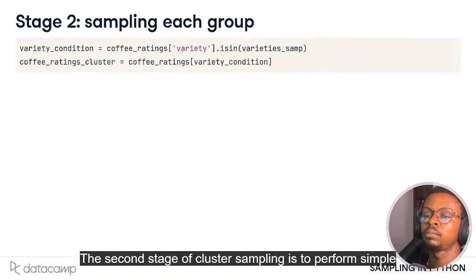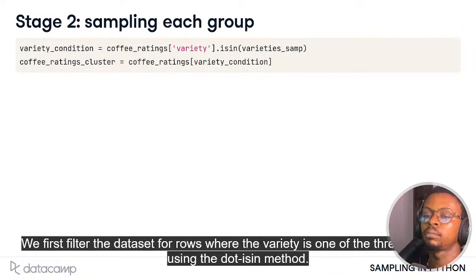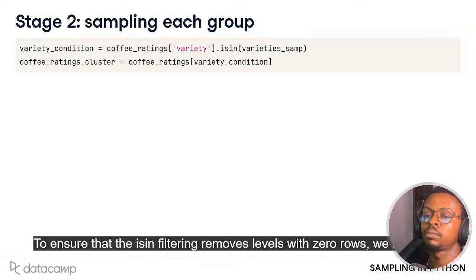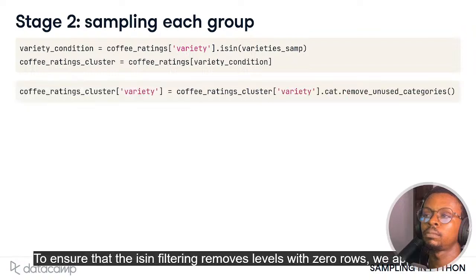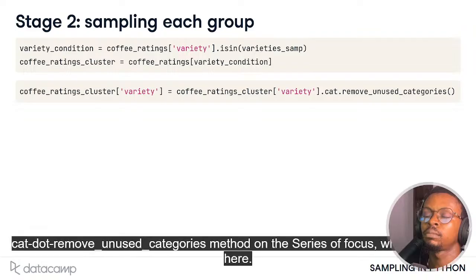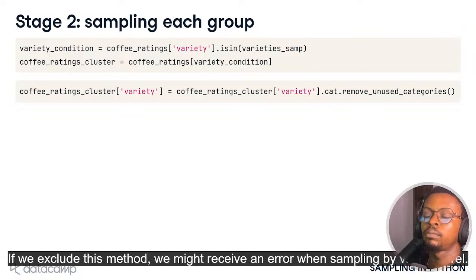The second stage of cluster sampling is to perform simple random sampling on each of the 3 varieties we randomly selected. We first filter the dataset for rows where the variety is one of the 3 selected using the .isin method. To ensure that the isin filtering removes levels with 0 rows, we apply the .cat.remove_unused_categories method on the series of focus, which is variety here. If we exclude this method, we might receive an error when sampling by variety level.